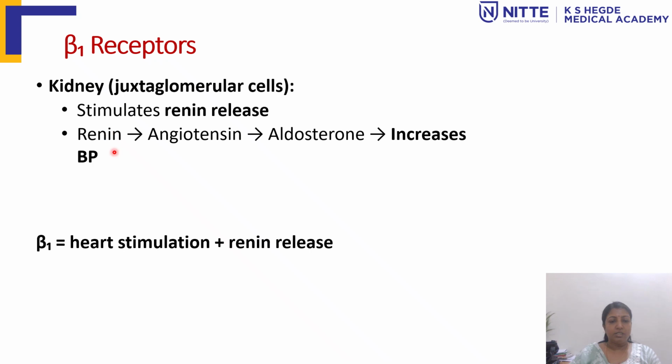Beta 1 receptor is also present in the juxtaglomerular cells of the kidney. When stimulated, it can stimulate the release of renin. If you know the RAS pathway, when renin is released, it can increase angiotensin level and aldosterone, and increase the BP. So beta 1 receptor is mainly present in the heart and the kidney, which can produce stimulation of the heart and renin release.